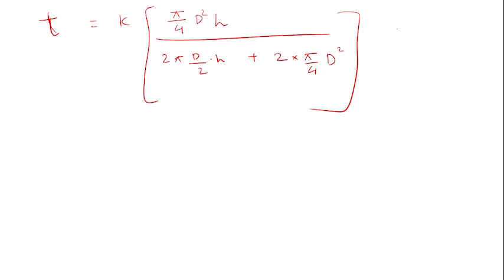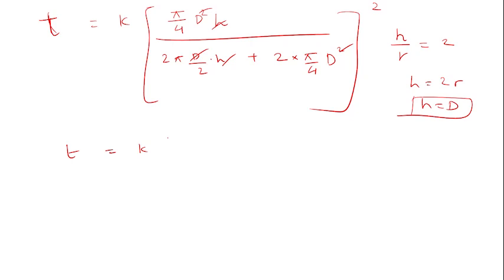Now it is given that h by r is equal to 2. That is h is equal to 2r, h is equal to d. So from here we will cancel dh, right? So your final equation will be t is equal to k d square, 2 pi by 4. Pi will also be cancelled, and this 2 will be cancelled by this, 2 to 4. When you solve this, this will also come as d by 6 whole square.